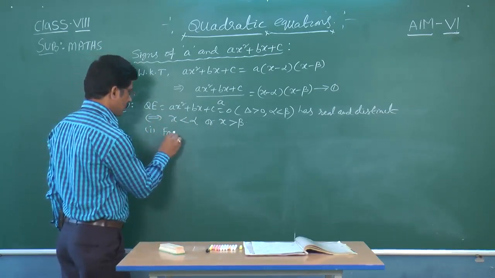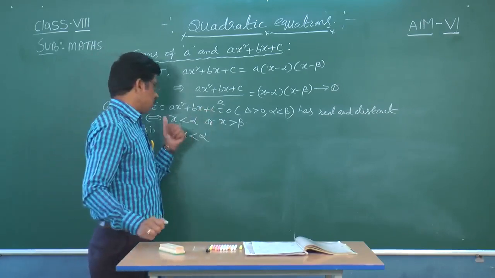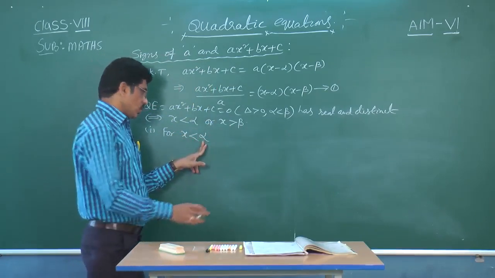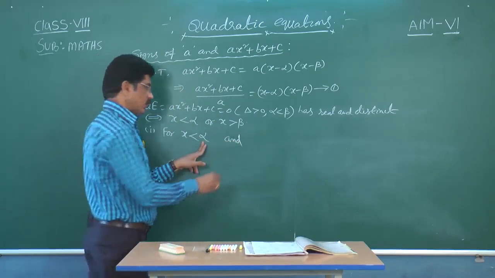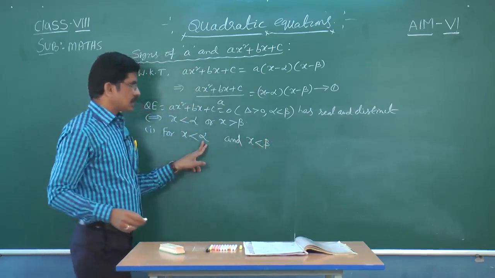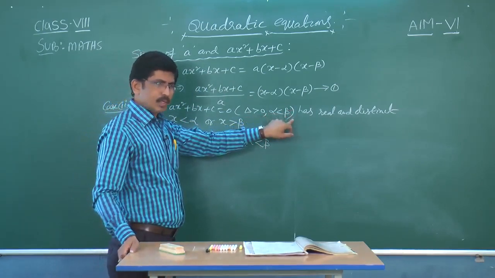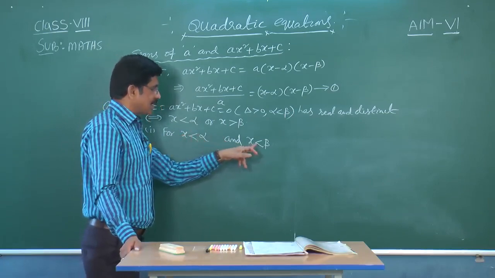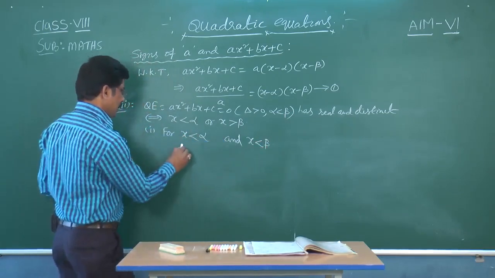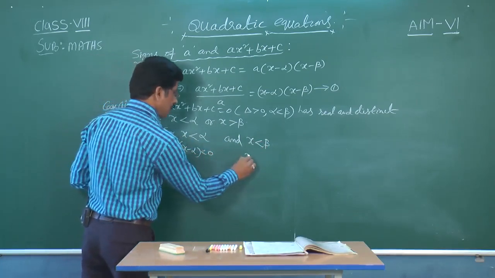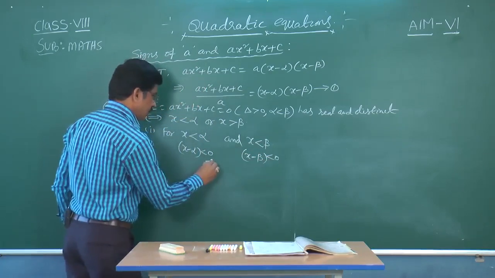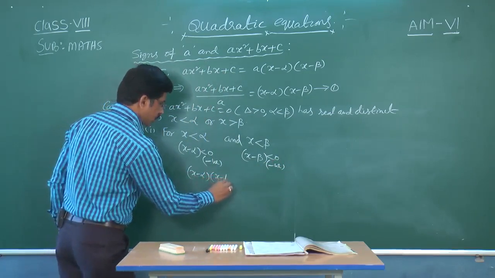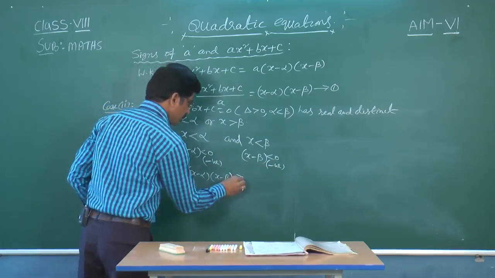First, we take the value of x less than alpha. If x is less than alpha, then automatically x is less than beta, because alpha is less than beta. So x minus alpha is less than 0 and x minus beta is less than 0, both negative. The product of x minus alpha and x minus beta, negative into negative, is positive, greater than 0.